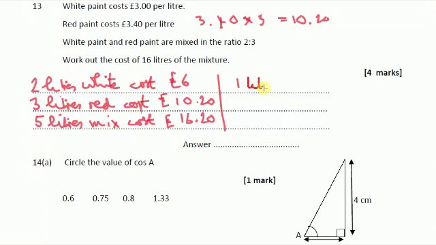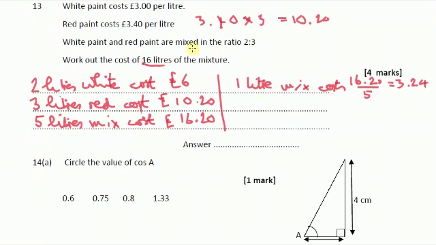So from that I can get 1 litre of the mixture. Costs how much? £16.20 for the 5 litres, divide by the 5 litres. Total price for 5 litres, divide by 5. 5 into 16 goes 3, remainder 1. 5 into 12 goes 2, remainder 2. 5 into 20 goes 4. So it's £3.24 per litre.